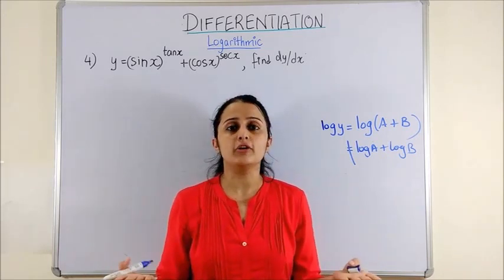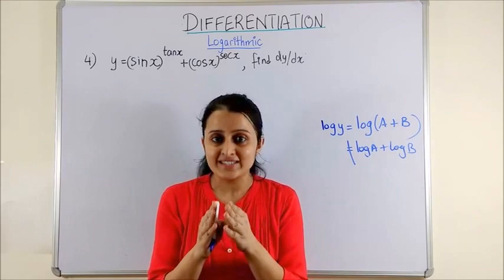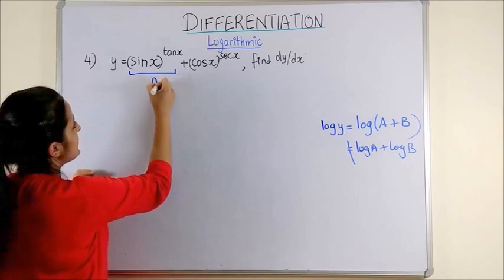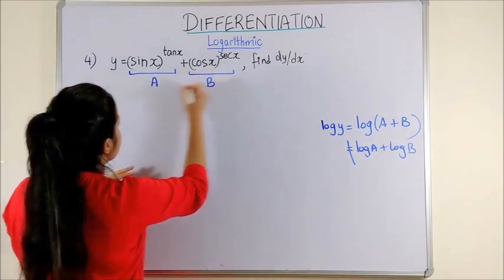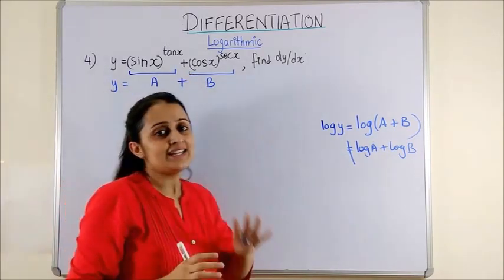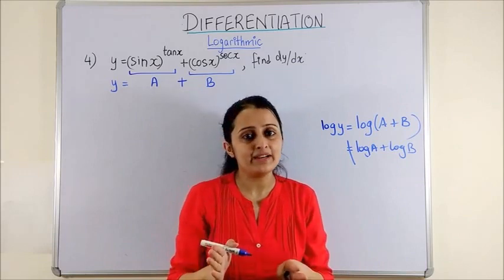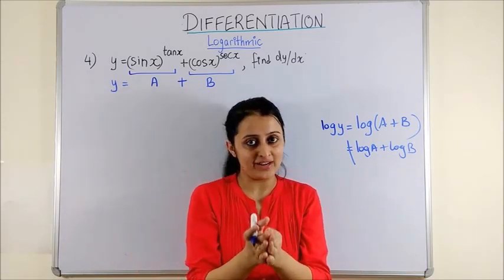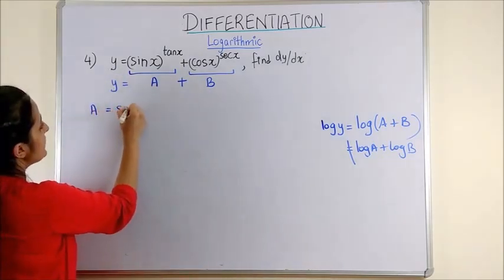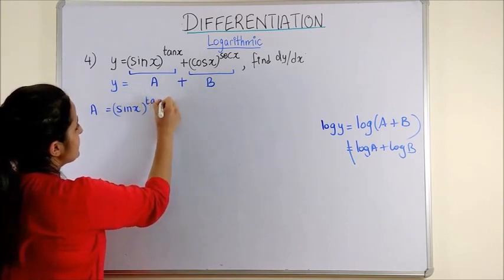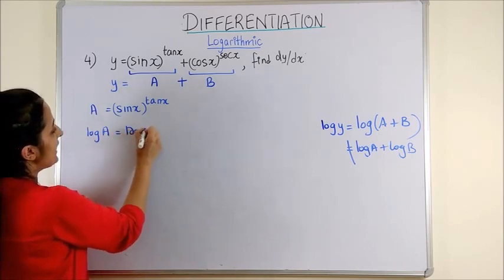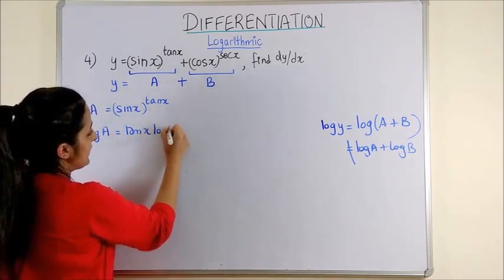So if we cannot take log, what do we do? Well, we still have the solution. If I call this as, I've already given you the hint, let's say a, and this as, let's say, some b. So your new question is y is equal to a plus b. Let's tackle a and b separately and then join them under 1 to give the final answer. So considering just a, which is sin x raised to power tan x, you take log on both sides, you get log a is equal to tan x into log sin x.